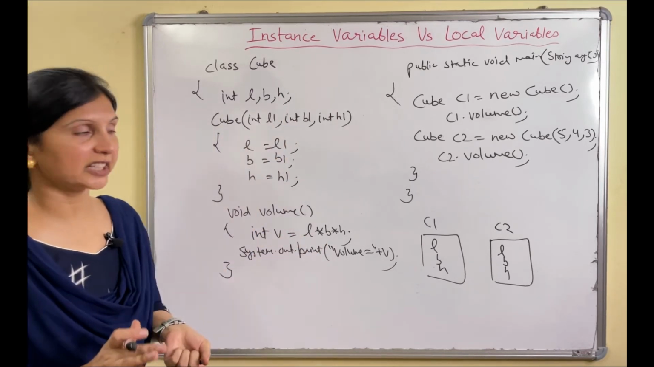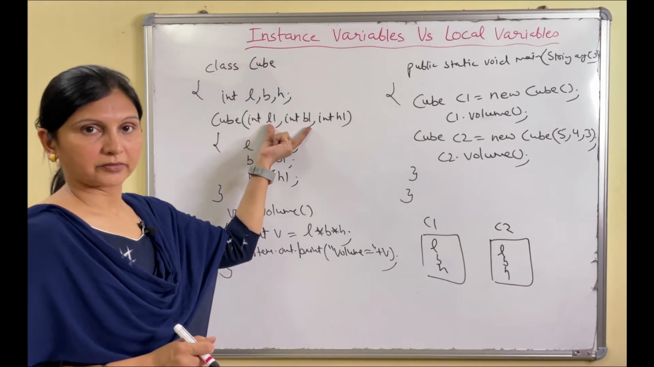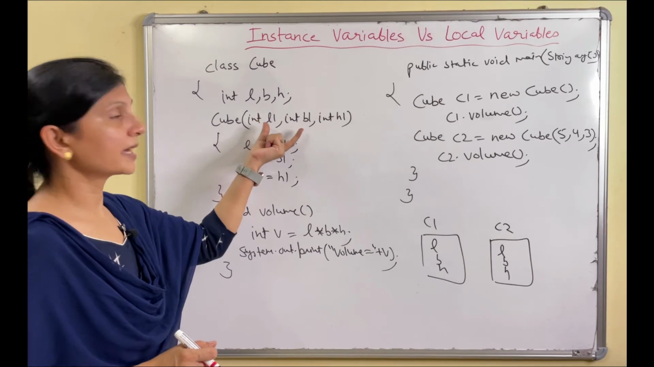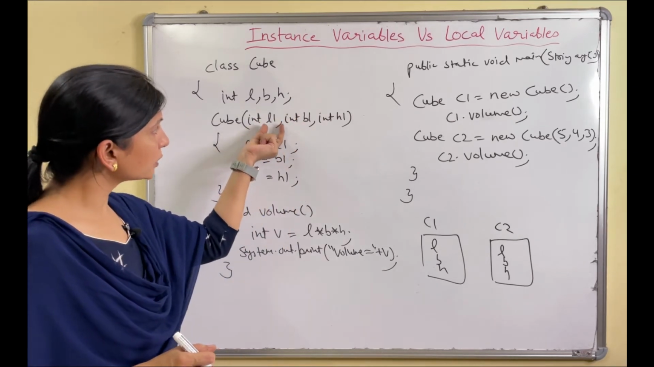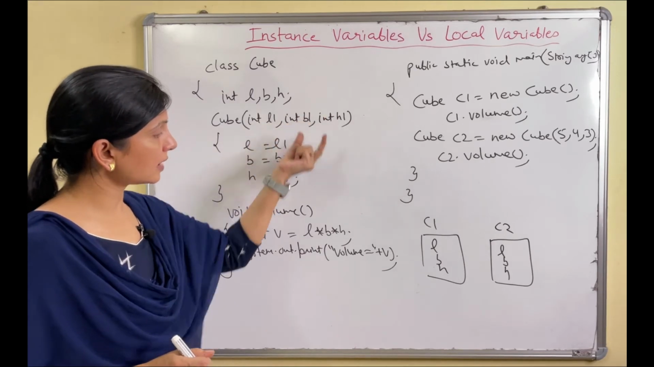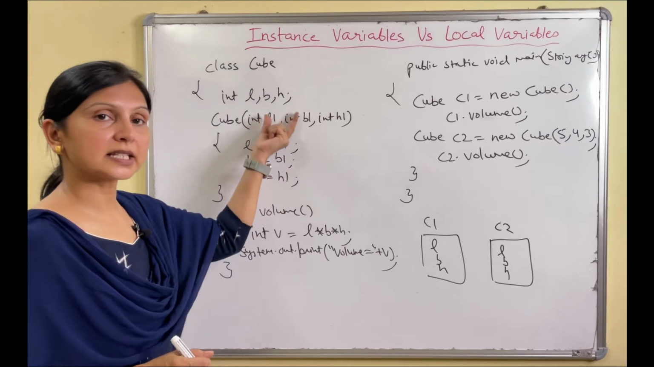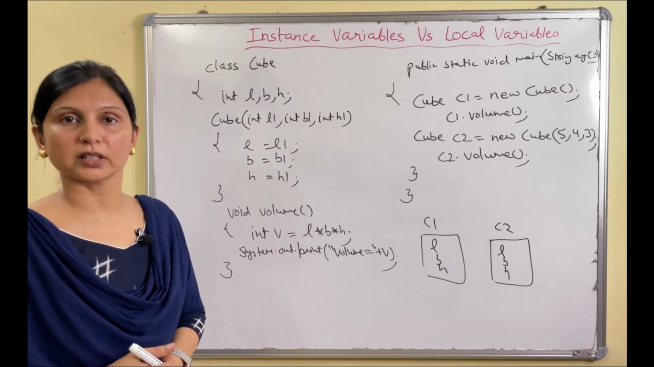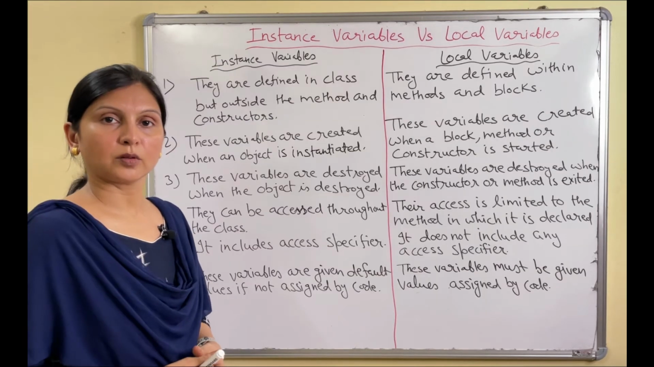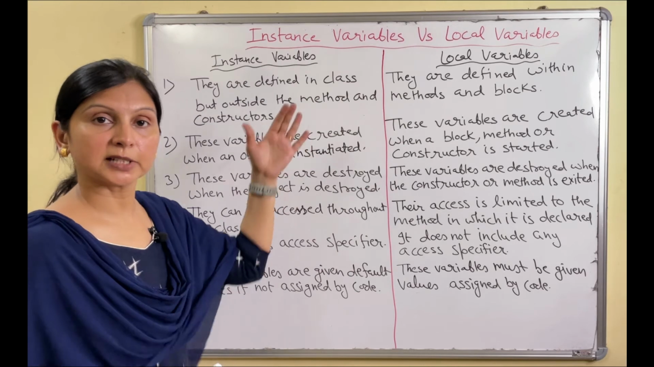Any other local variable, if you can see, these are the parameters, right? So these parameters can also be considered as local variables, because I cannot use L1, B1, H1 outside the constructor. Their scope is only within this constructor. So these parameters can also be considered as local variables. So now we will see the difference between instance variables and local variables point wise.